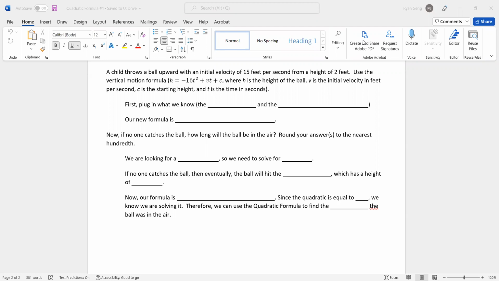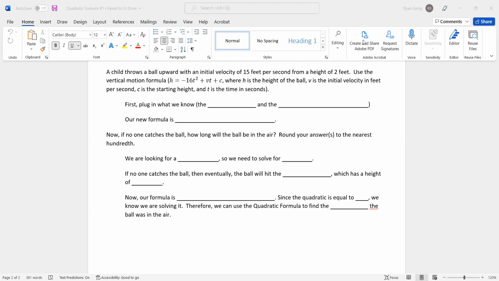H is the height of the ball at any time. So it kind of changes. V is the initial velocity. This one's in feet per second. C is the starting height. And T is the time in seconds. So there's 2 parts in there actually that change, H and T. The time changes and the height changes. But the initial velocity is a number. There's only one initial velocity and there's only one starting height. So V and C really aren't variables. They're just numbers.